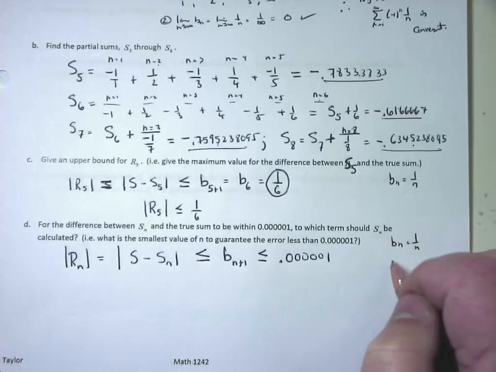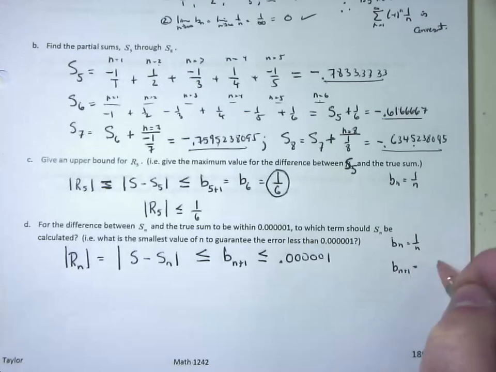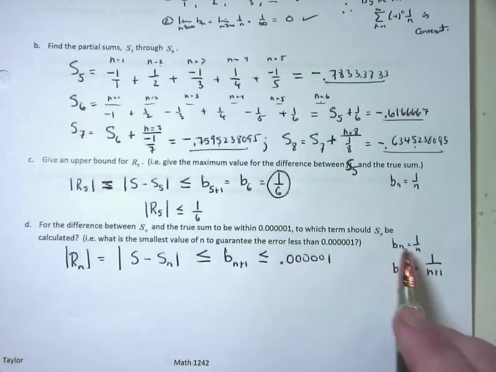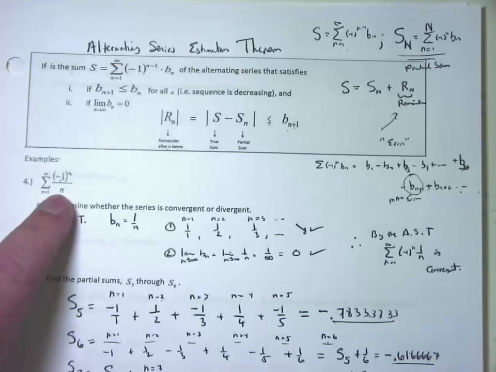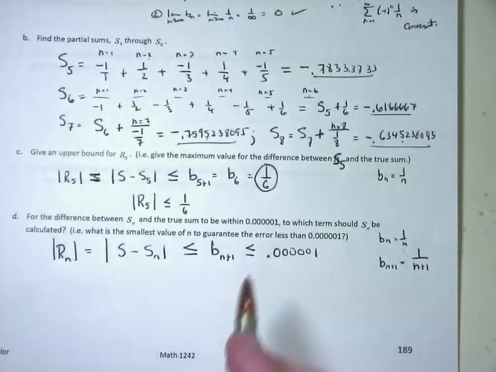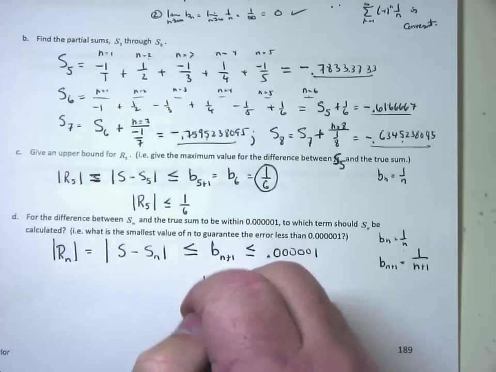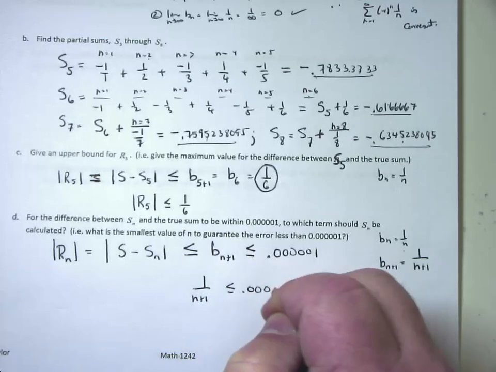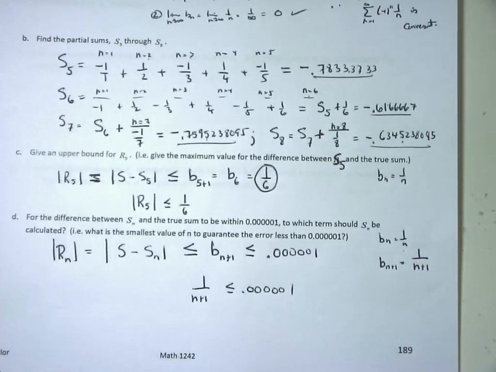Now remember, in this problem, Bn, the sequence part of your series without the alternation, is 1 over n. You get that from the series. So Bn plus 1 would be 1 over n plus 1. Now, plug it in right here. So you get 1 over n plus 1 is less than or equal to 0.000001. And now go solve for n.